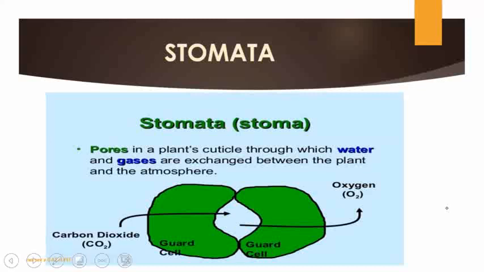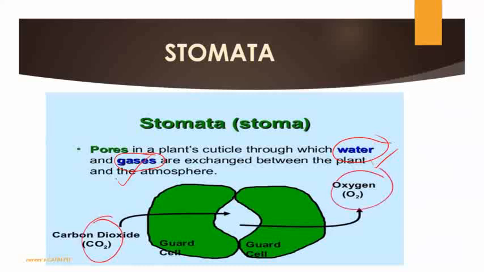Pores in a plant's cuticle through which water and gases are exchanged. This stomatal pore helps to exchange what? Water and obviously the gases. What are the gases that plants need to exchange? That is carbon dioxide gas and oxygen gas.